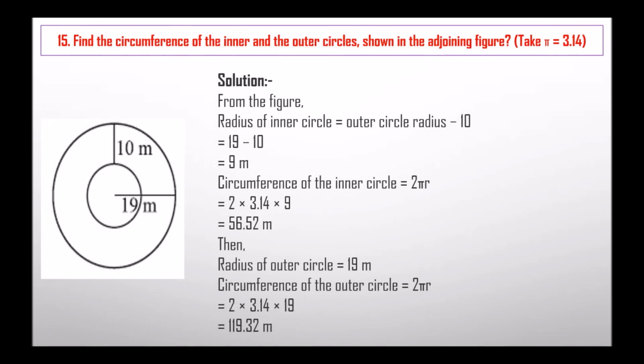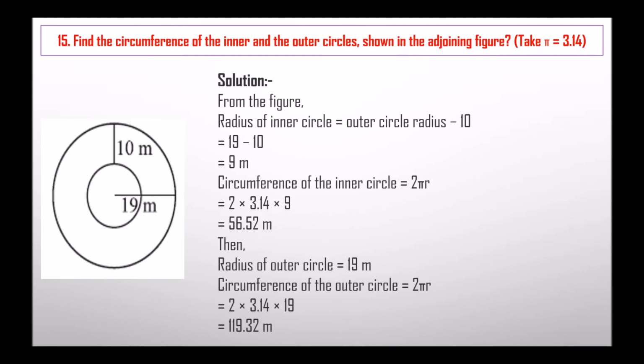15th question. Find the circumference of the inner and outer circle shown in the adjoining figure. Take pi equals 3.14. Radius of inner circle equals outer circle radius minus 10. So 19 minus 10, that is 9 meter.